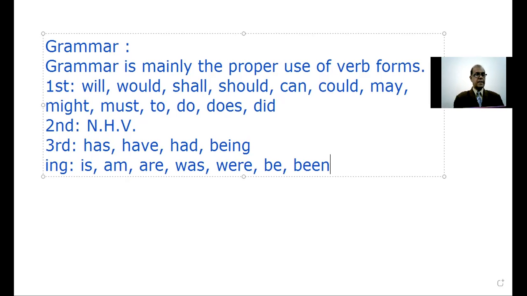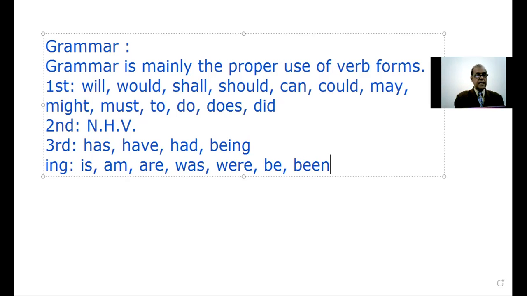If it is an active type of sentence, that means if you are talking about a person who is doing something, then we use ing form with these words. He is going, I am writing, you are playing, all these things. He was coming, they were going. So these type of sentences.